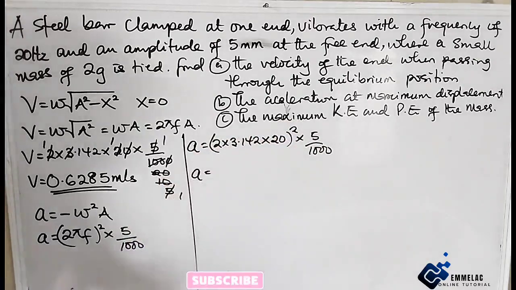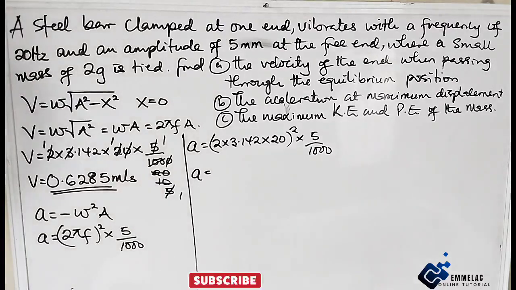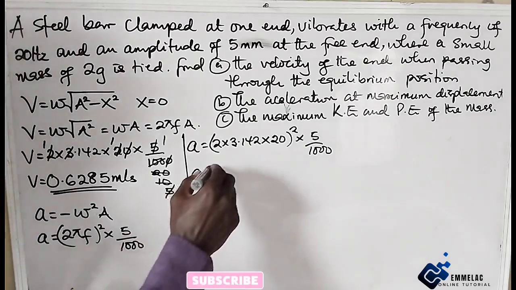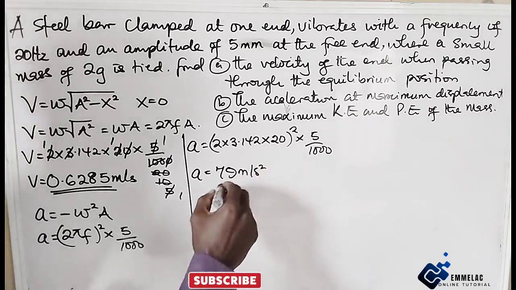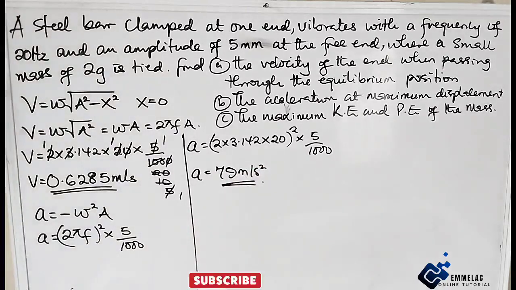Now we have to punch it in the calculator to get this value, and by punching here we have 79 meters per second squared. All right. So the next one, what we need to do now is to find the maximum kinetic energy.